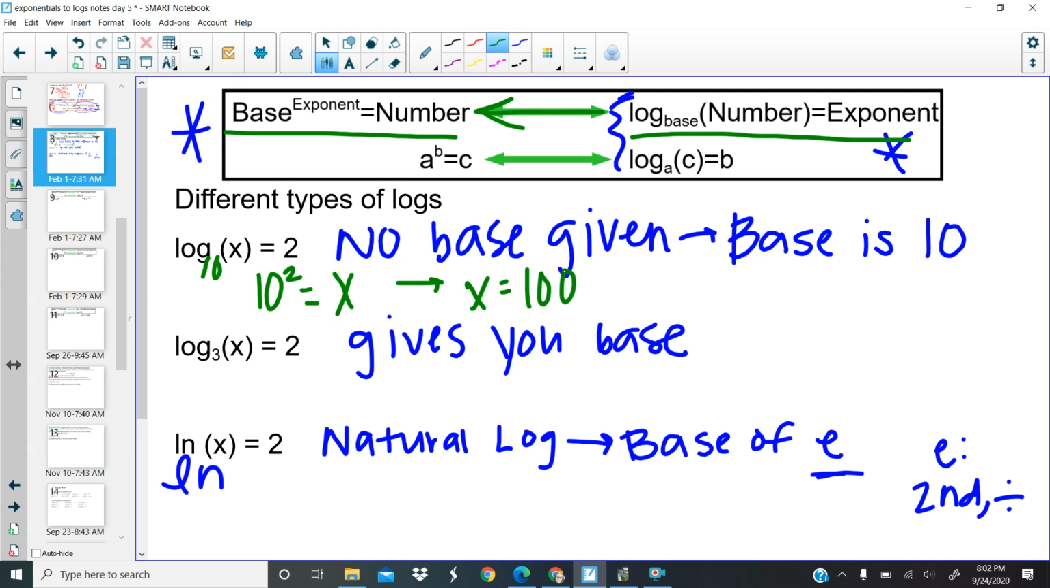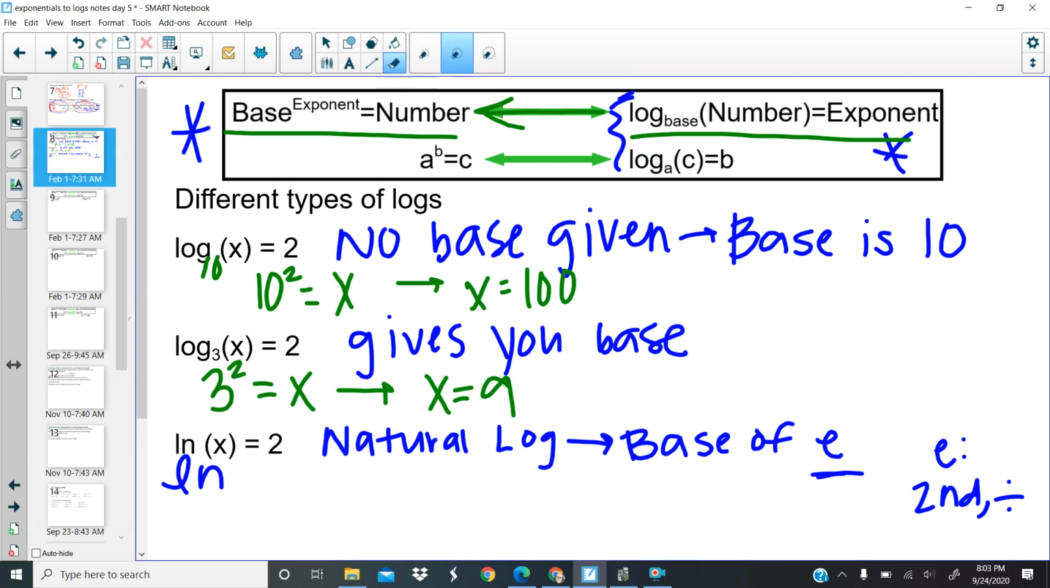In my second example here, I'm going to need my base first, which my base in this one is 3. Then I need the number on the other side as my exponent, and so that's going to be 2, and it's going to equal x. So in this one, x is 9.